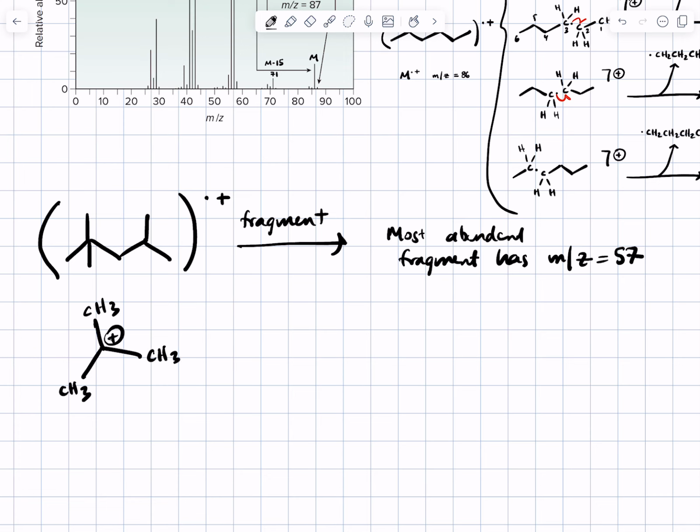C4H9. What's its mass? 57, yeah. The reason the most abundant peak for this molecule is 57 is because the most stable fragment you can get is this tert-butyl carbocation.